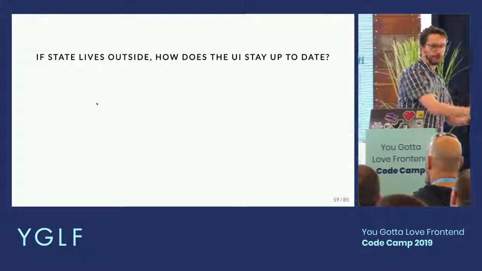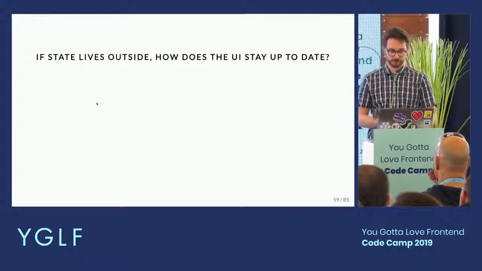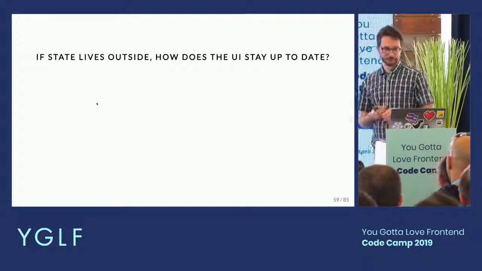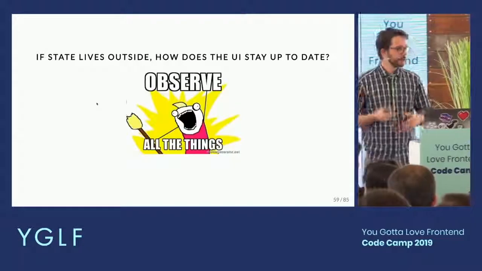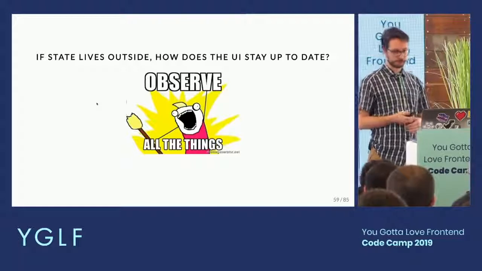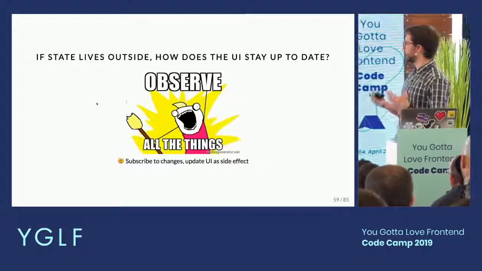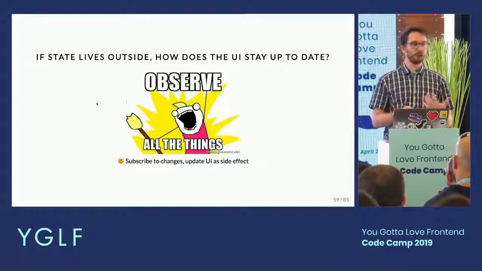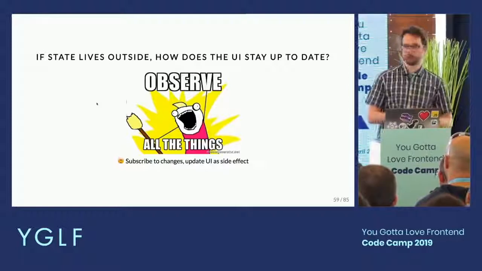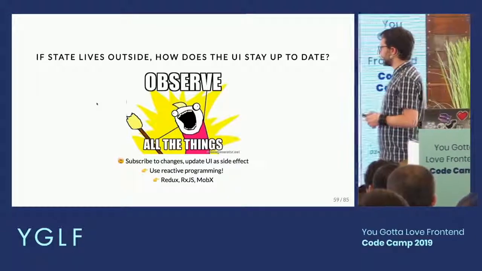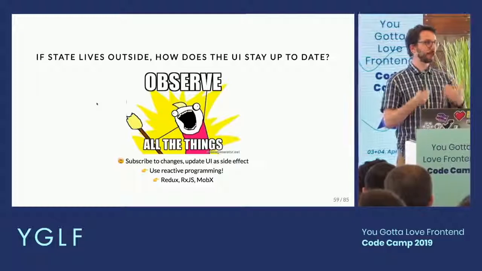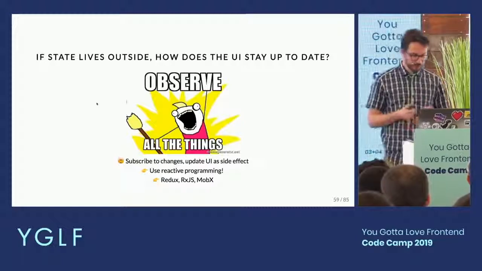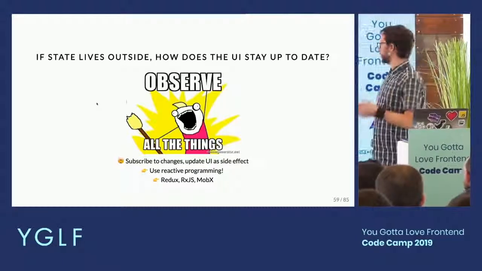Now, if you go the path of state living outside the components, so the shared state I'm talking about, how does the UI stay up to date? It doesn't know about it. The answer is, observe all the things. We started actually with the answer. So we can subscribe to changes and update UI as a side effect, because UI is in the end a side effect. And for that, we have reactive programming. Reactive programming allows us to control side effects in a very well-controlled manner. So you could use Redux, RxJS, or in this case, MobX for it.